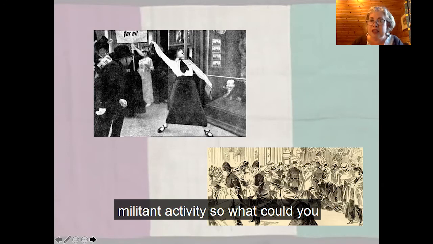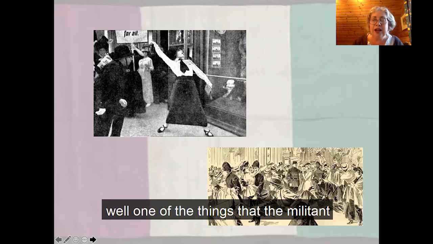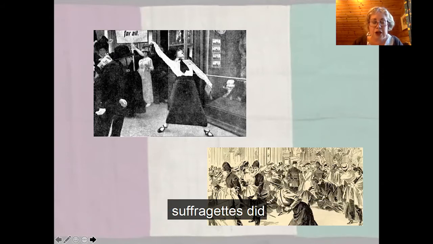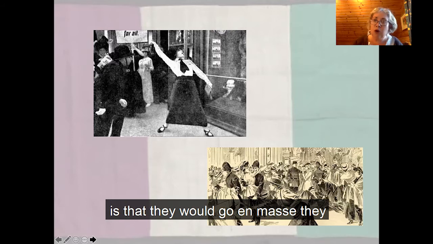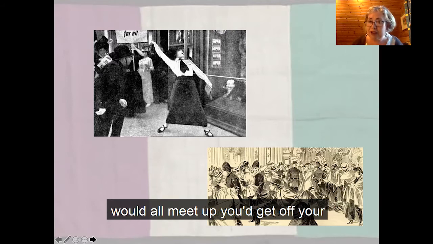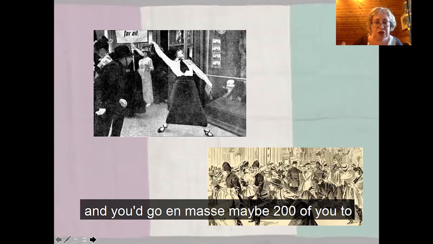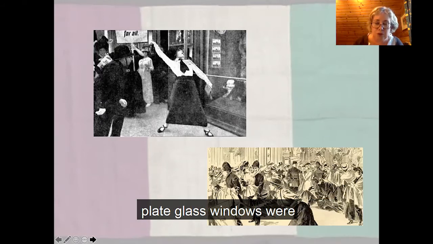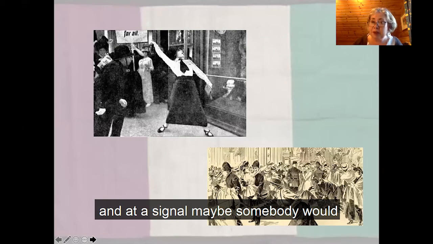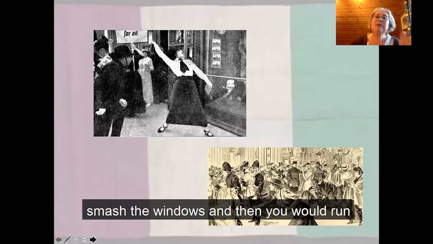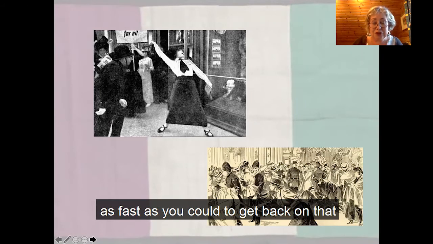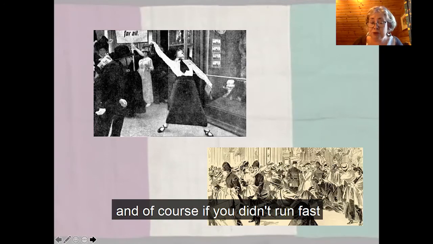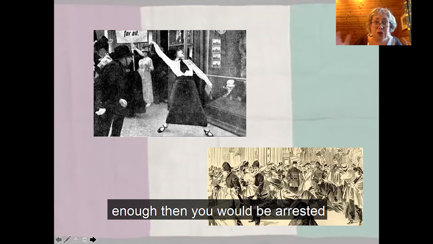So what could you expect to do? Well, one of the things that the militant suffragettes did is that they would go en masse. You'd get off your train and you'd go en masse, maybe 200 of you, to Oxford Street or Bond Street, where the new department stores with their fantastic plate glass windows were. And at a signal, maybe somebody would blow a whistle, you would all smash the windows and then you would run as fast as you could to get back on that train. And of course, if you didn't run fast enough, then you would be arrested.